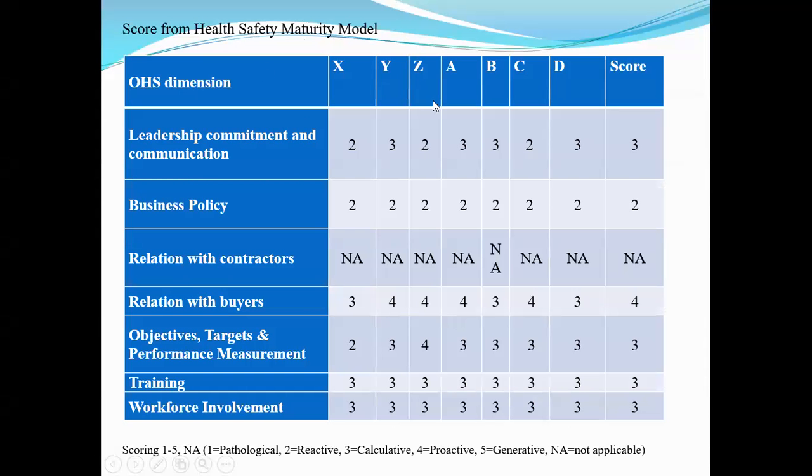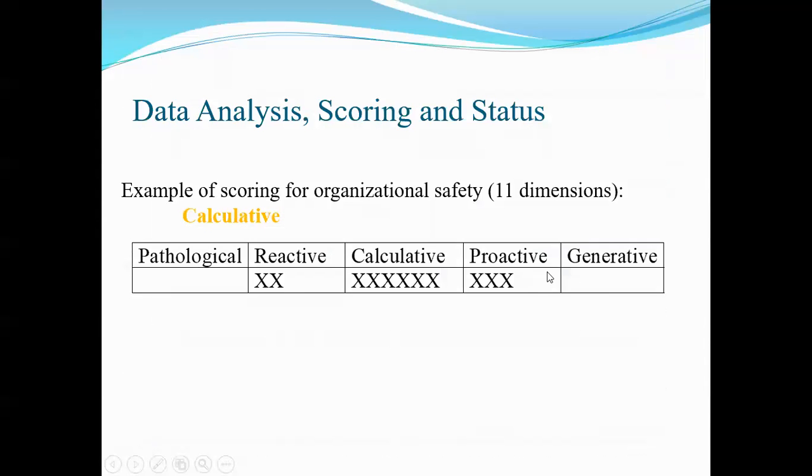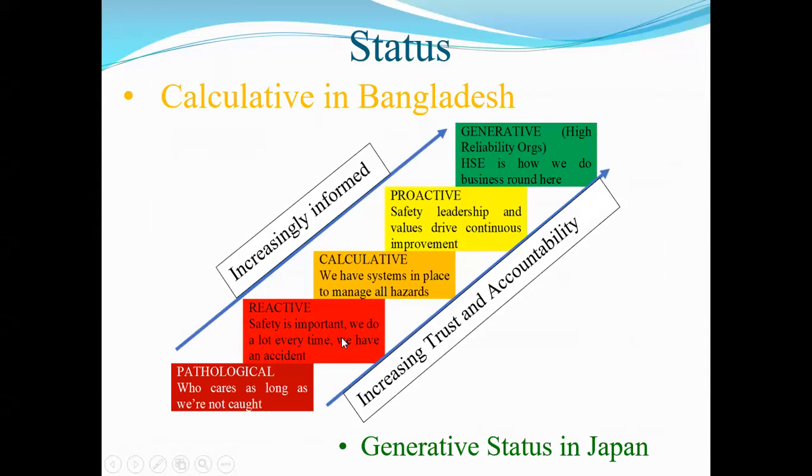Similarly, for the health safety maturity model, we score, and this score we also consider, and this shows the calculative mode. What does calculative show? We have a system in place to manage all hazards, calculative in Bangladesh, but we also compare it with Japan, which is generative, a high reliability organization.